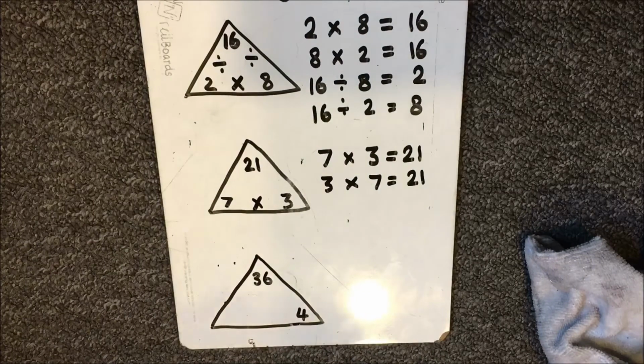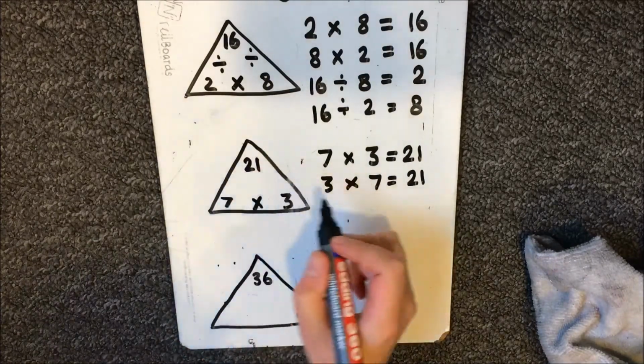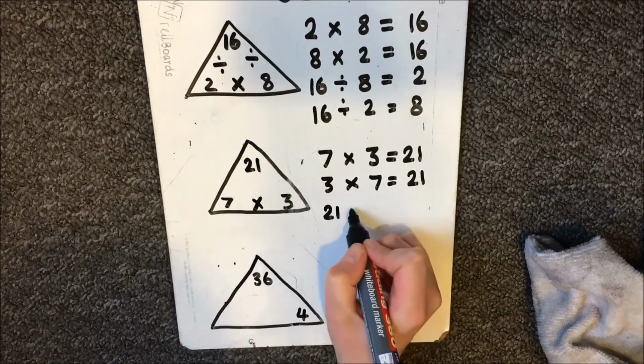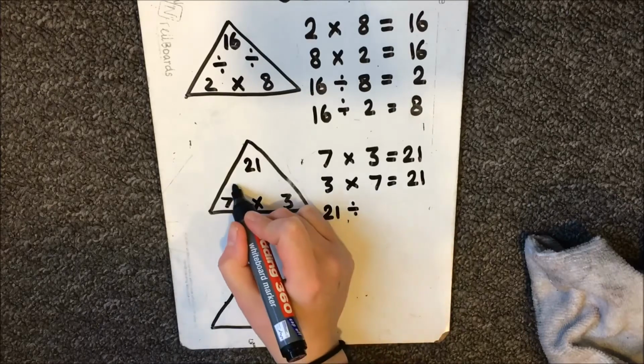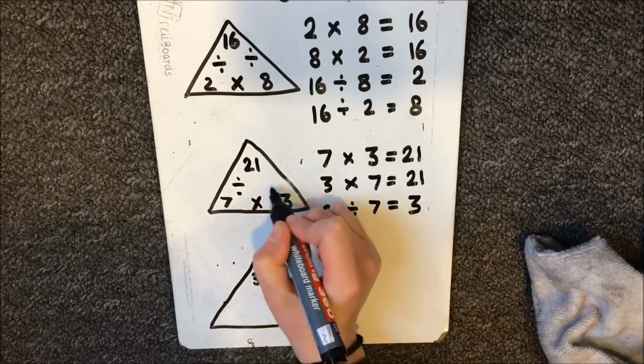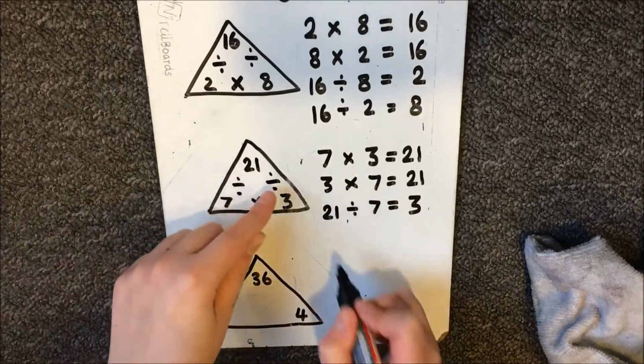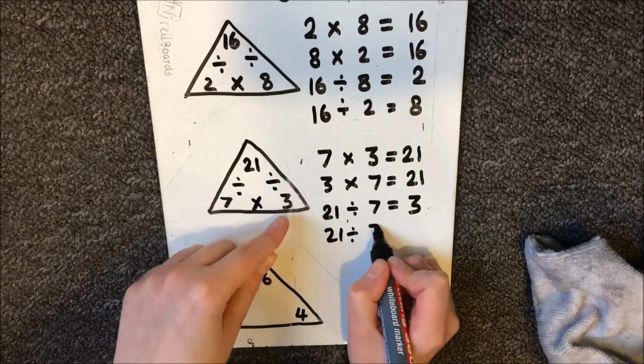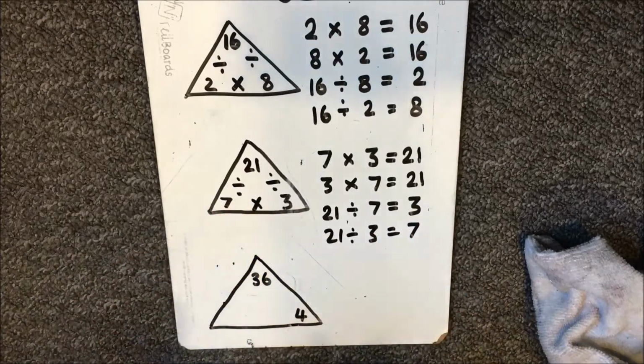Now it's trickier. We need to do our division ones. Division always starts with the biggest number: 21 divided by 7 is the same as 3. Or go the other way: 21 divided by 3 is the same as 7. Got it? Well done.